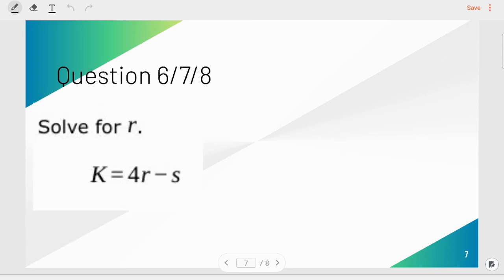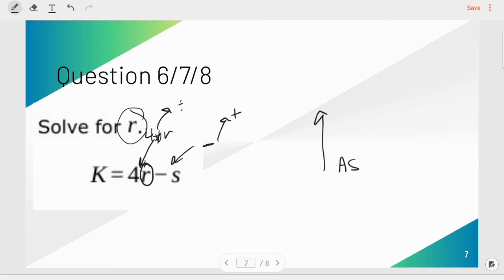Let's go ahead and look at number 7. Solving for R. Here's my R. I've got 4 times R, and I have a subtraction sign. I'm going to undo the multiplication with division, undo the subtraction with addition. Which do I get rid of first? Remember, we're doing order of operations backwards. Any adding or subtracting comes before getting rid of multiplication and division.